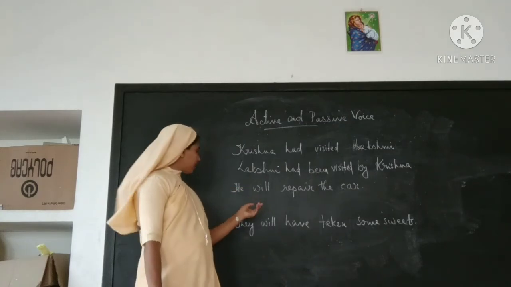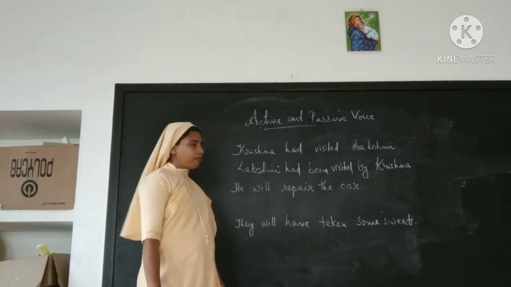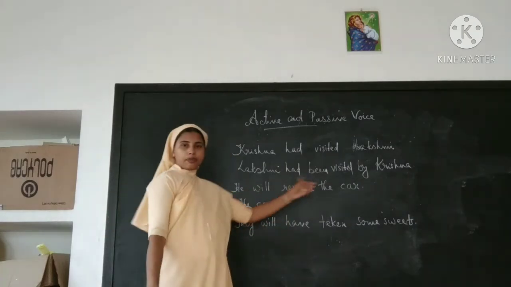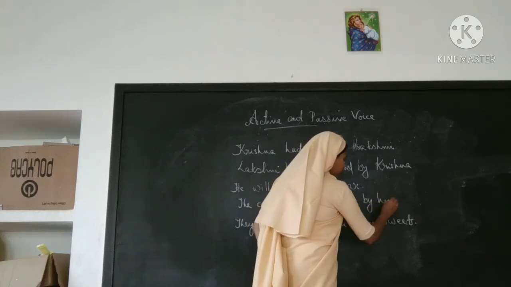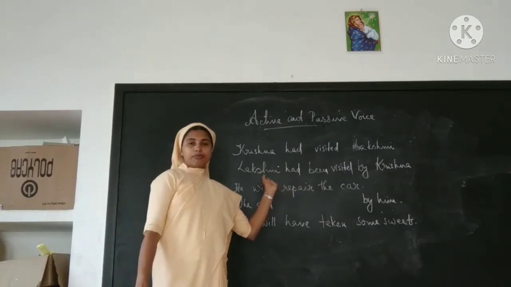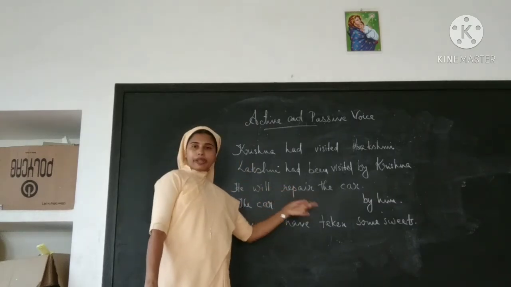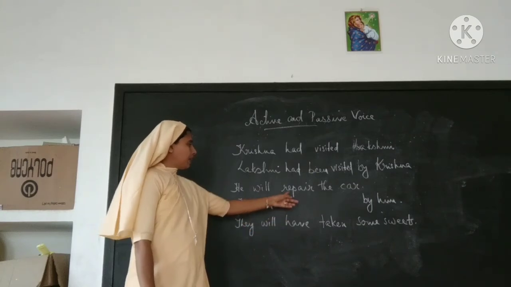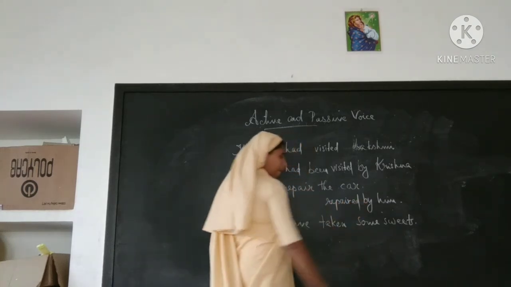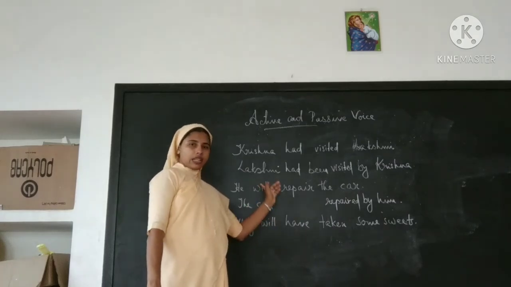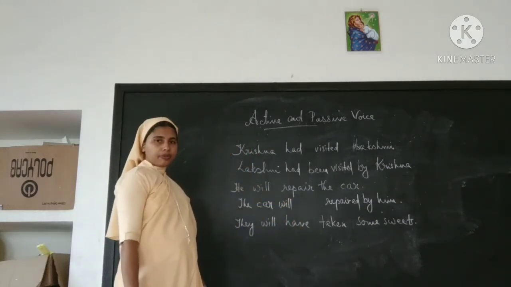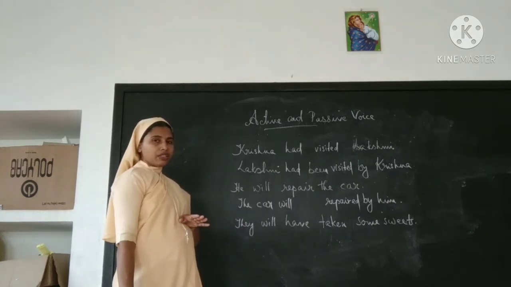Okay, now let's look at another example. He will repair the car. So the car, and by him. The car by him. What is the structure of the sentence? Can you identify the tense by seeing the structure will repair? It's simple future tense. So the V3 form of repair will be used, repaired. Whatever the auxiliary is there, the same auxiliary will be used here. Will repaired by him. And we will use the base form of be forms.